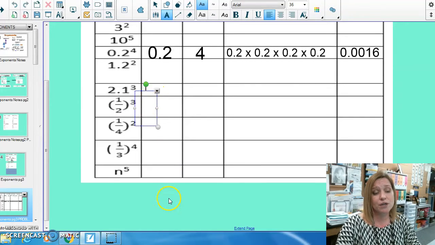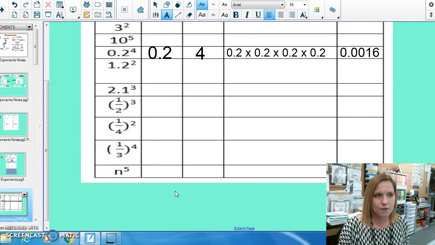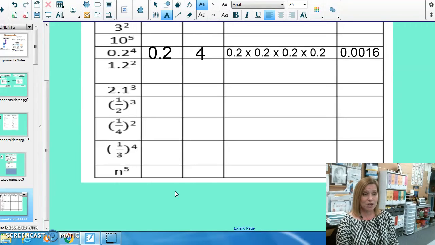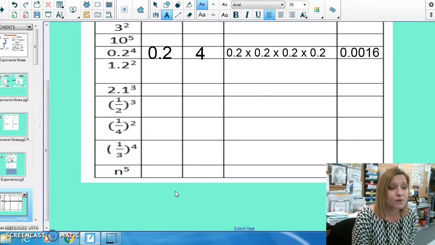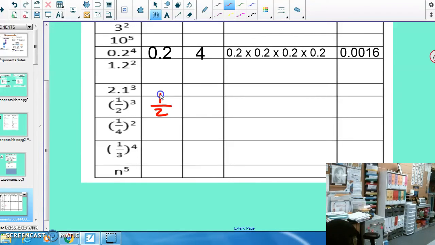Okay, the fraction. This one I'm going to move to the board, so you're not going to see me. I apologize, but I'm having a difficult time getting the equation part to work on the smartboard. Hopefully you can still hear me. But the base is 1/2. So I'm going to write 1/2 on the board for my base. My power, or my exponent, is 3.